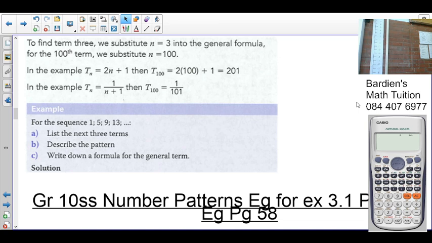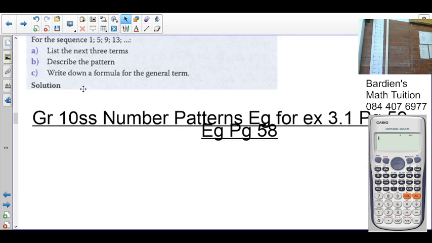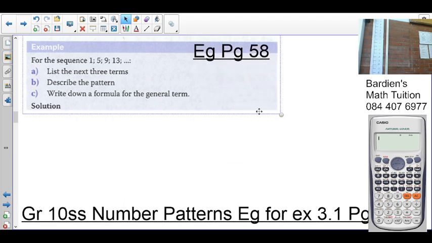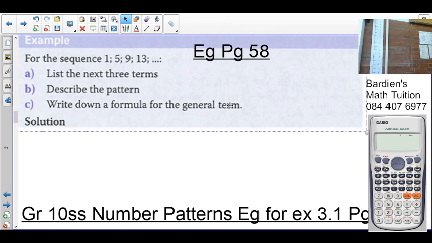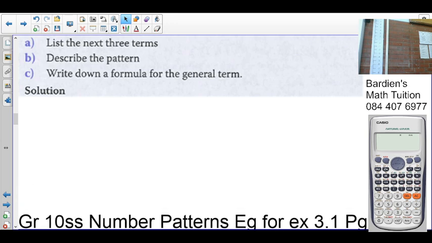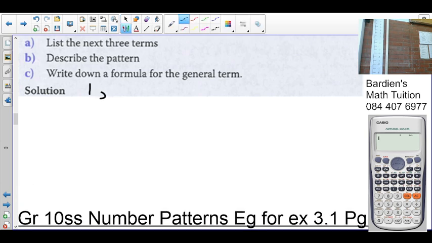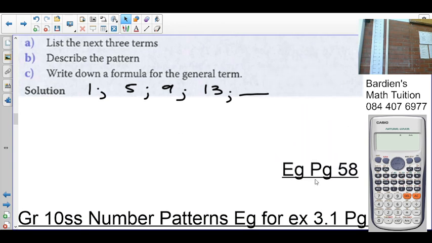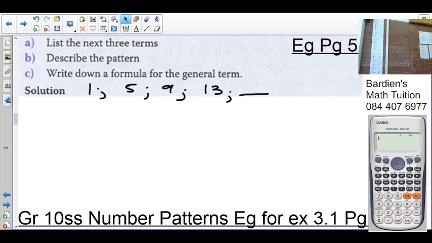You will just look at the example, and this example is on page 58. Right. So we are given the sequence 1, 5, 9 and 13. So let's write the sequence here. 1, 5, 9 and 13. So let's go to the first question. We are told: list the next 3 terms. This is for A.